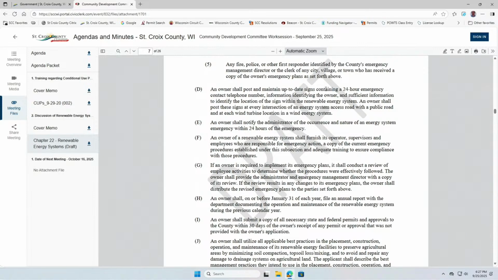One of the things is that they would provide a 24-hour emergency contact telephone number, and that would be at every intersection of the energy system access roads with a public road. So in other words, wherever an emergency responder or a member of the public is traveling on a public road and they were going to go into the facility, of course, I'm sure it'd be gated, but there would be a contact number at those spots.